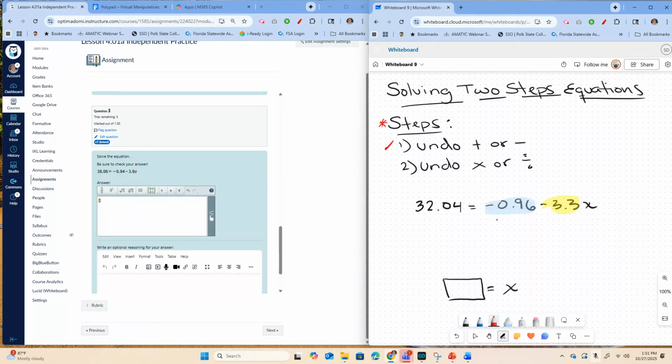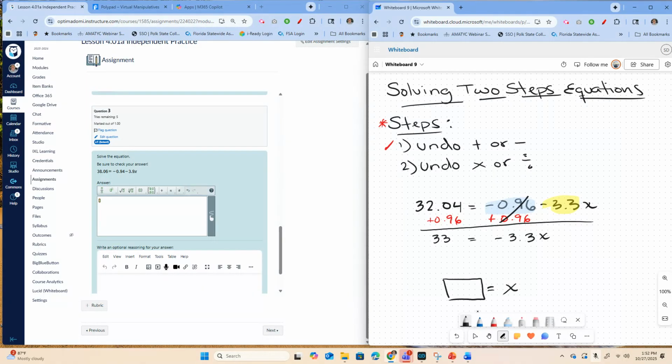What's the opposite of subtracting? So that will be adding 0.96. And whatever you do on one side, you do it in the other side. Take your calculator, and when you add 32.04 and 0.96, you're going to get 33. When you add the negative 0.96 with a positive 0.96, that's 0, but we don't write 0, we just cross it out, and you still have left the negative 3.3x.